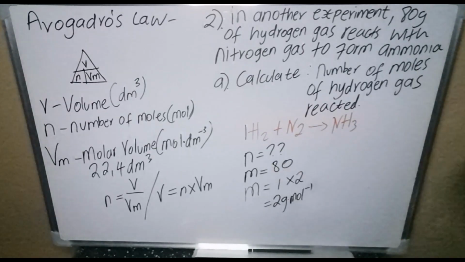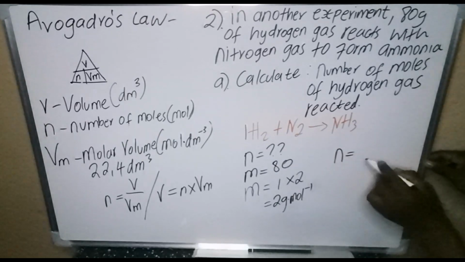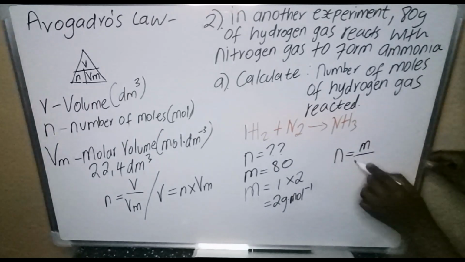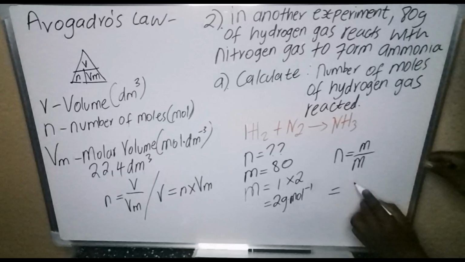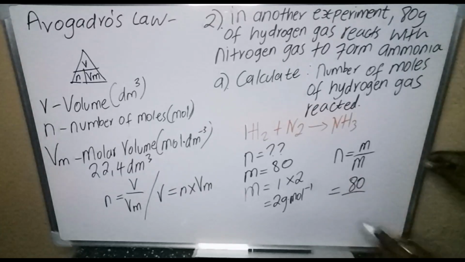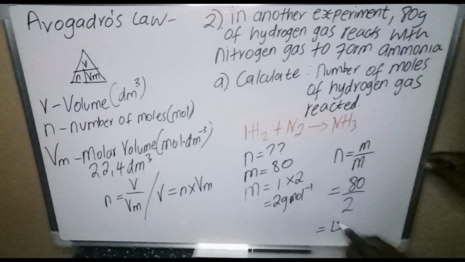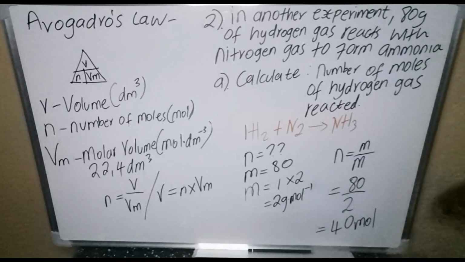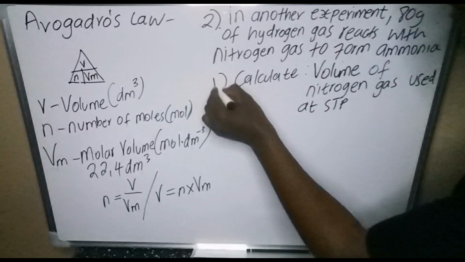Now, number of moles is equal to mass number over molar mass. What is the value of mass number? It is 80. What is the value of molar mass? It is 2. Therefore, our answer is 40. 80 divided by 2 is 40 mole. I hope you guys get it now.